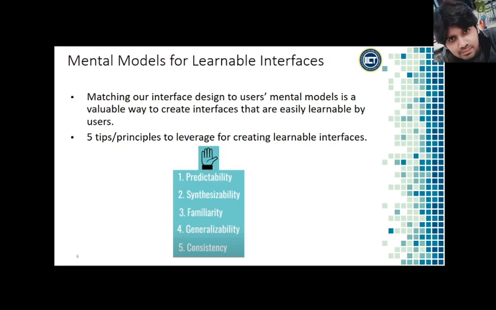Now, using these principles can help the user leverage their existing mental models of other designs, as well as develop a mental model of your interface as quickly as possible.